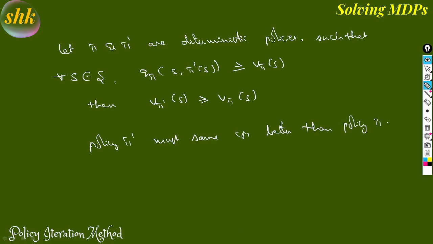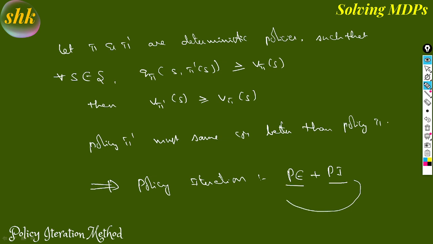Now we will see the algorithm for policy iteration. So what is policy iteration? The policy iteration method is a two-step procedure consisting of both policy evaluation and policy improvement. First we carry out policy evaluation, then we go for policy improvement. Whatever policy we get here, again we go for policy evaluation and improvement. This will be continued until we obtain the optimal policy pi dash.